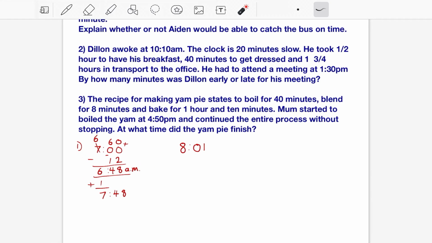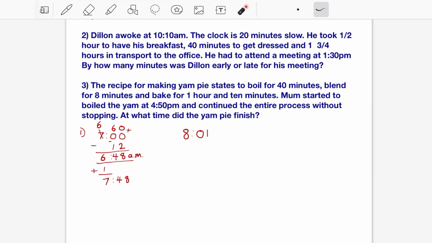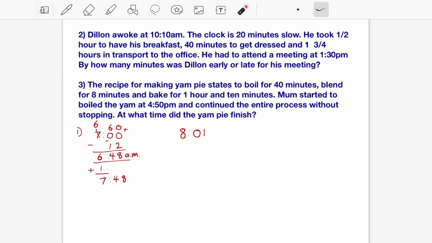Number 2. Dylan woke up at 10:10 in the morning. The clock is 20 minutes slow. He took half hour to have his breakfast, 40 minutes to get dressed, and 1 3/4 hours in transport to the office. He had to attend a meeting at 1:30 p.m. By how many minutes was Dylan early or late for his meeting? So let's erase this here.